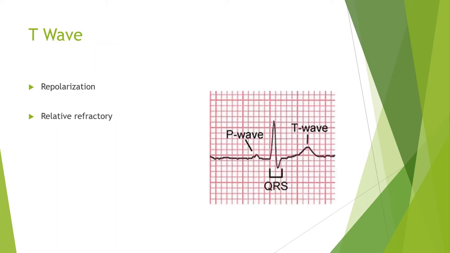The T wave shows repolarization, or basically a resetting of your ventricles. It is relative refractory, which means that yes, your ventricles have squeezed and contracted, and technically they can probably start contracting again, but they're not nearly as strong. They must reset electrically and mechanically to prepare for their next muscle contraction.